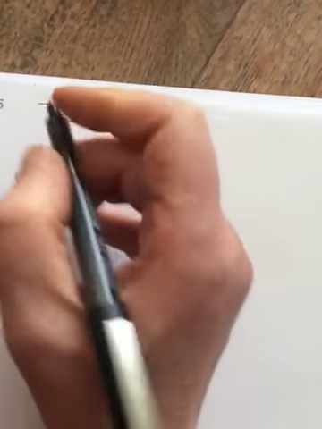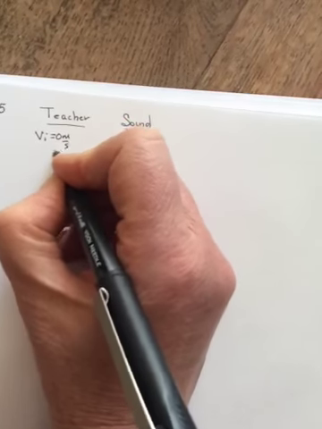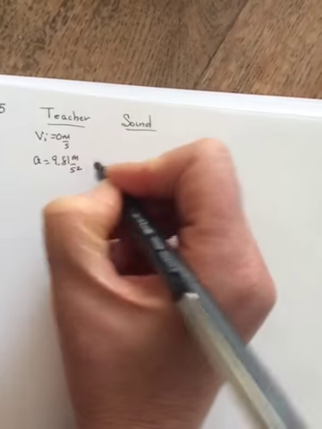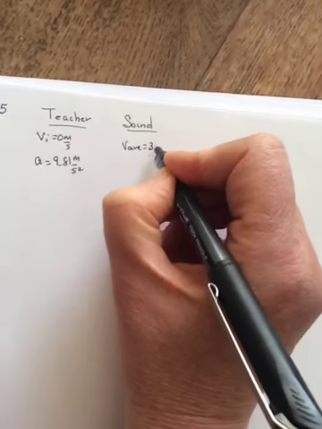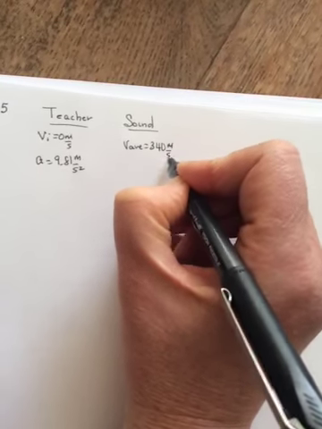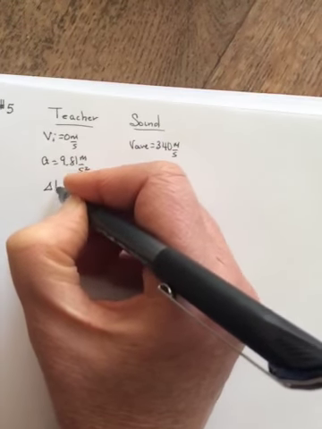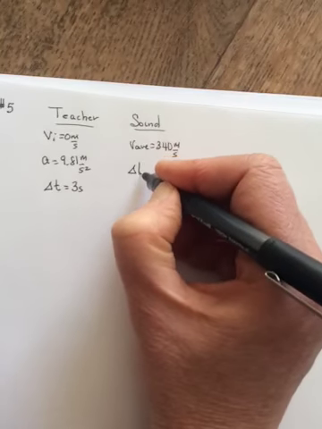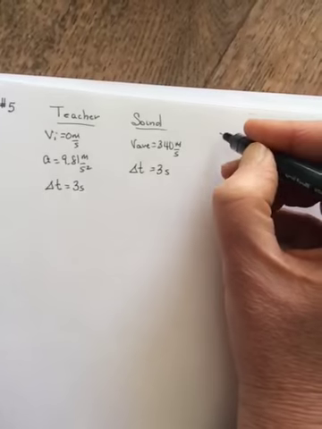All right, so there are 2 parts. There's the teacher who falls, so VI is 0. A is 9.81 meters per second squared. And then there's the sound that comes back, and it's traveling 340 meters per second, and it's an average speed. And it says she falls for 3 seconds before she hears the sound. So the delta T for the teacher and the delta T for the sound is 3 seconds, right?